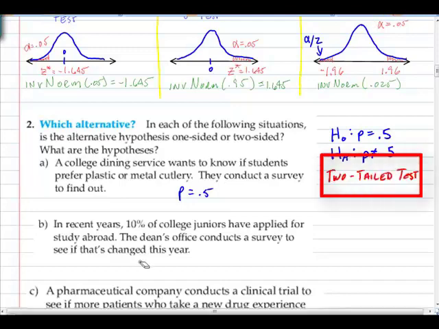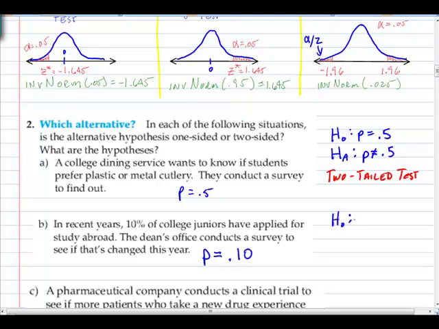On Part B, it says, in recent years, 10% of college juniors have applied for study abroad. The dean's office conducts a survey to see if that's changed this year. What would our parameter be here? A proportion, a mean, or a standard deviation? Proportion. And we would have p equals what for our null hypothesis? 0.1. So our null hypothesis is p equals 0.10, and our alternative then would be p is not equal to, because we just want to know, is it different? Is it changed? Not more than or less than or something. We don't have any idea. We just want to know, is it different?